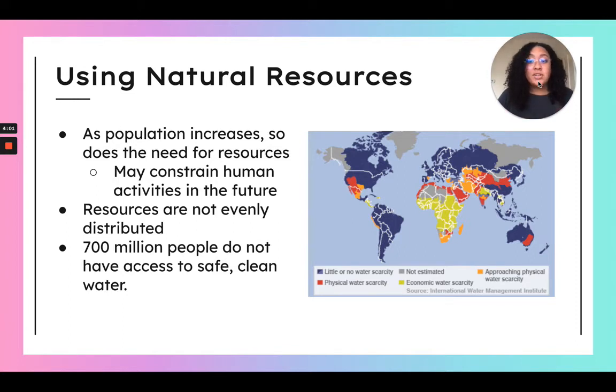And as we know, resources are not evenly distributed, and over 700 million people do not have access to safe, clean water. Okay, so in that picture, we see that there are places where there's little to no water scarcity, and there are places where there is some water scarcity and some that may be approaching water scarcity.